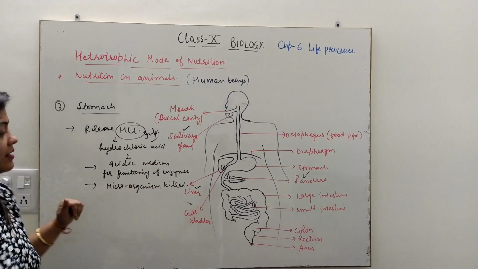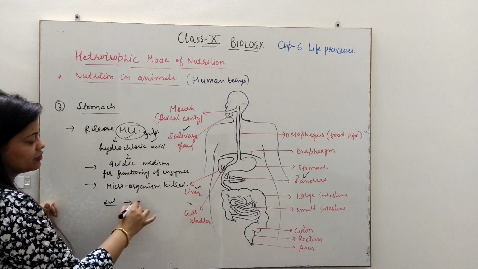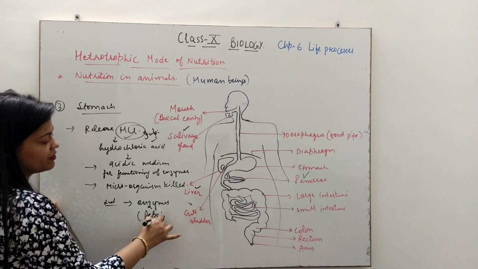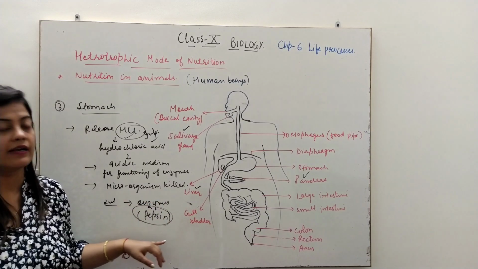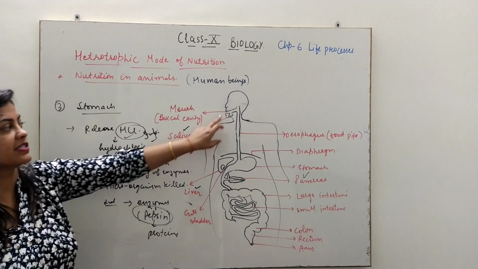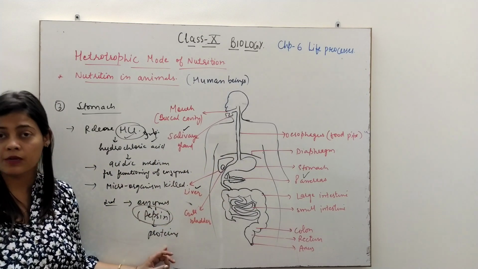So let's see the other enzyme which is secreted. First is the HCl, and second function is the secretion of enzymes like pepsin. So pepsin enzyme will be secreted by stomach, and it helps in the digestion of proteins. तो proteins की digestion में help करता है. तो carbohydrates की digestion mouth में start हो गई थी, protein की digestion stomach में start हो गई है, but it is not completed yet.